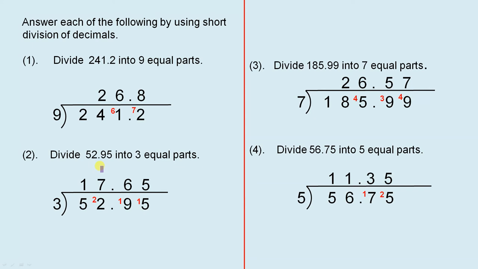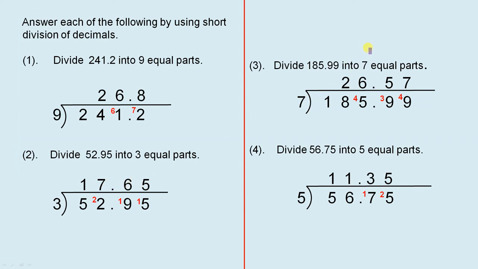Divide 52.95 into 3 equal parts. 3 into 5 goes once, and 2 left over. 3 into 22 goes 7, and 1 left over. 3 into 19 goes 6, and 1 left over. And 3 into 15 goes 5. So the answer is 17.65.